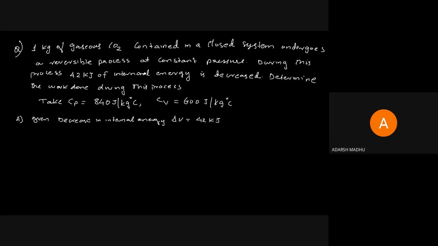Cp and Cv is given. Mass is also given. Like given 1 kilogram of gas CO2 means mass is given. Mass of CO2, M is given as 1 kilogram. Okay, these are the data given, and Cp and Cv. Write down the values of Cp and Cv. So these are the values and data given in our problem to find the value of work done during this process.